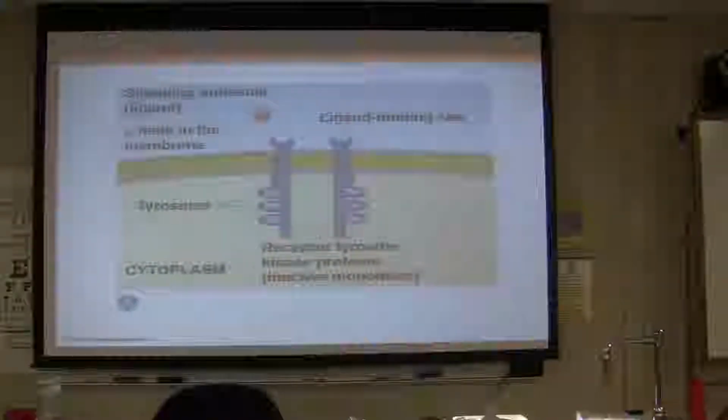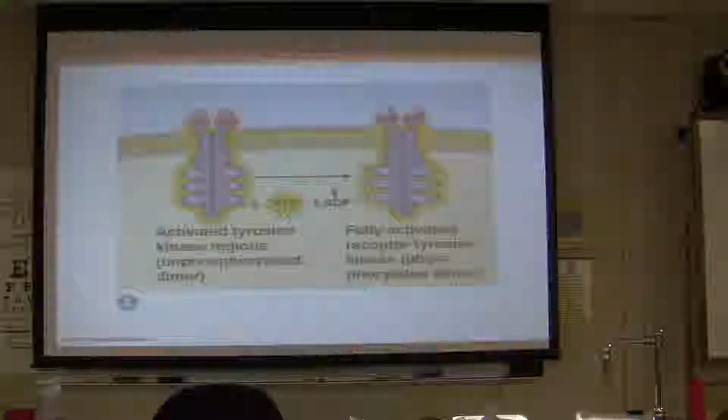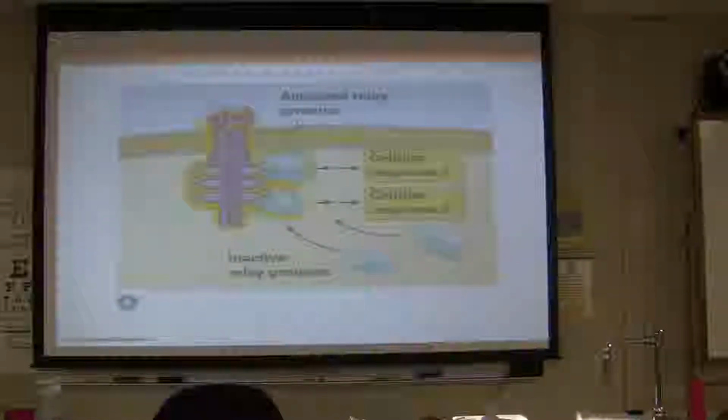So here they are, receptor tyrosine kinase proteins, inactive monomers. Then the dimers come together and become activated tyrosine kinase regions, unphosphorylated dimers, and then fully activated receptors. They become phosphorylated and active, and after they become active, they activate a relay protein.